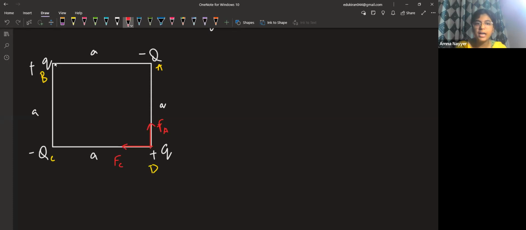Away from the diagonal. That is BD. Away from this, because these are positive charges. So this gets repelled. So this is the force due to B. These are the forces that we have.